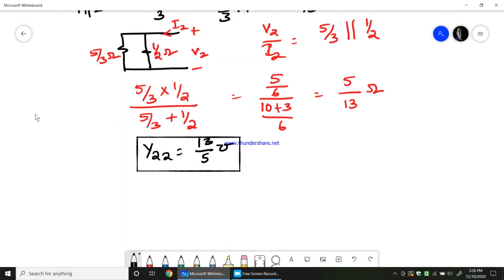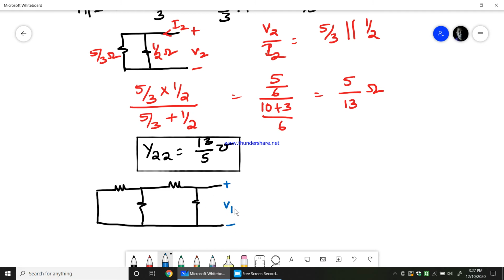Now when I want to find out what is Y12, my job is again to write the circuit once again. So let me write the circuit that we had earlier in this way. This is V2, I2, I1. So this was 1 ohm, 2 ohm, 1 ohm and 1 by 2 ohm. I need a ratio I1 by V2. So how do we find out Y12? That is the problem which is given here.